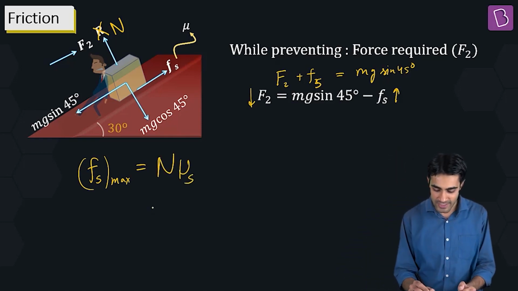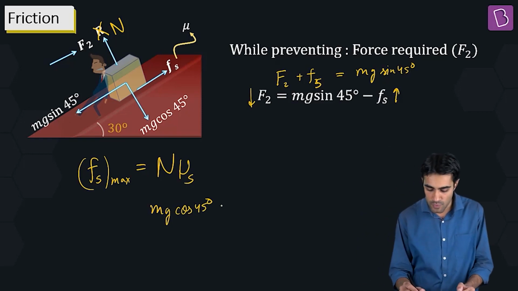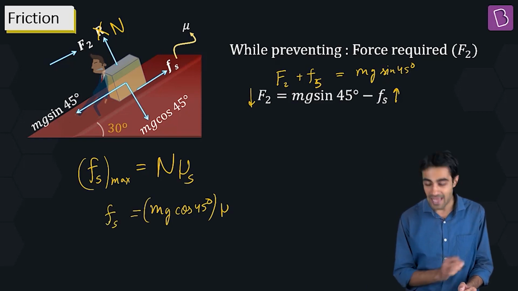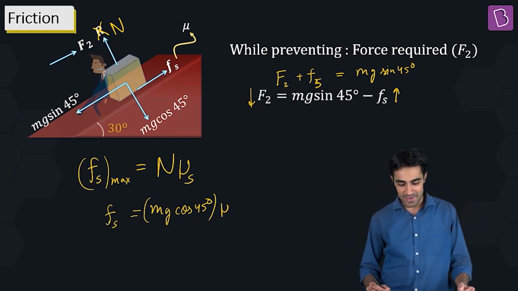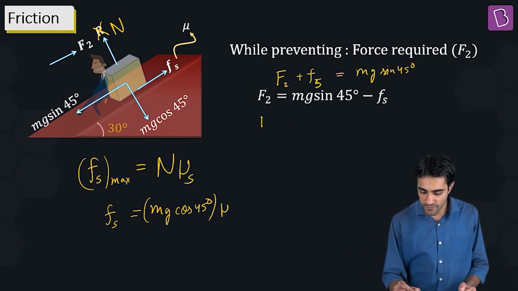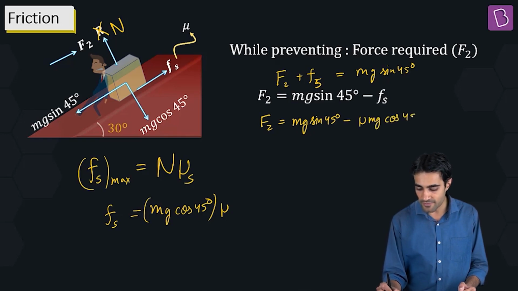Now, normal reaction is mg cos 45 degree and the coefficient of friction is given to be mu. So, we have mg cos 45 degree times mu. This will be the value of Fs in our equation. Now, when we place this value, we get this equation. F2 is equals to mg sine of 45 degree minus mu mg cos of 45 degree.